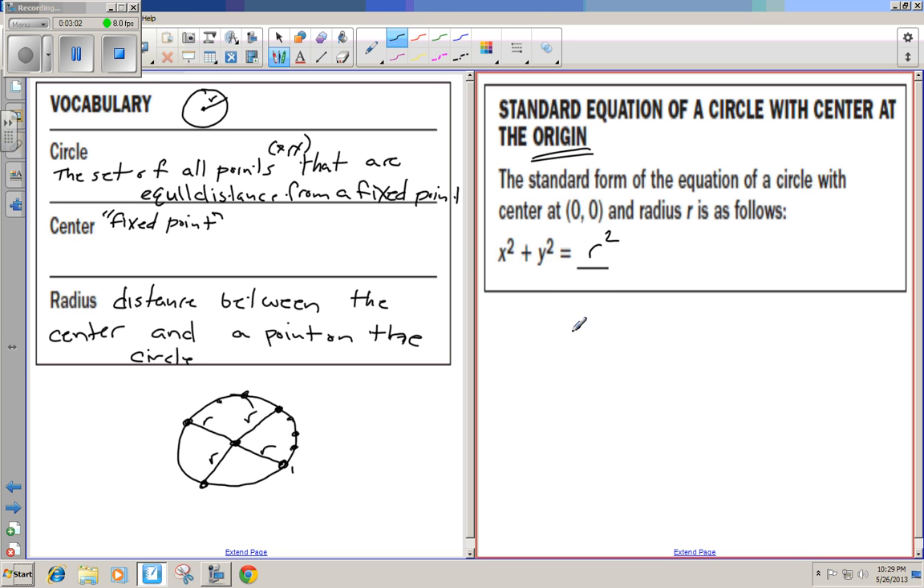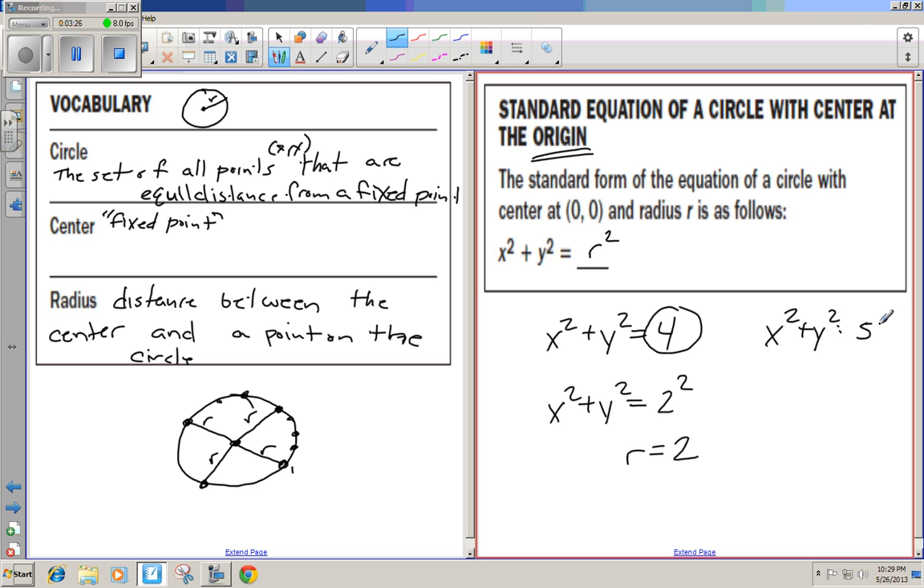So what's going to happen is you're going to be given examples like x squared plus y squared equals 4. Well, the radius, remember this, should look like 2 squared. And that means the radius is equal to 2. If you had something like this, basically this ends up being x squared plus y squared equals the square root of 5 squared. So the radius is the square root of 5. All you really have to do is square root the 5 in order to get the radius.